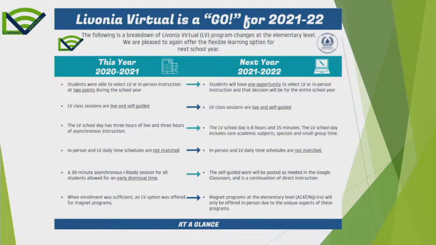And as we look into next year, we want to make sure a big message we get across to our families is the LV school day is 6 hours and 15 minutes. It includes core academic subjects, specials, and small group time. So what does that mean? You might be thinking, does that mean that they have to be in front of a computer for 6 hours and 15 minutes? It does not. It means, though, however, that our LV students have to know that they have to be available for learning all day long, whether that's in live instruction, small group instruction, teacher check-ins.